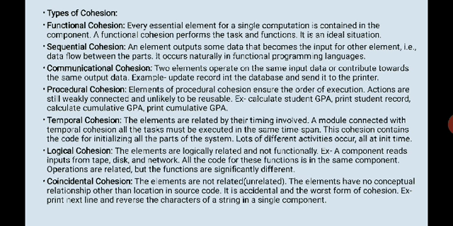Next we come to logical cohesion. The elements are logically related and not functionally. So example, a component reads input from tape, disk, and network. All the code for these functions is in the same component. Operations are related but the functions are significantly different. Coincidental cohesion: the elements are not related, that is, unrelated. The elements have no conceptual relationship other than location in source code. It is accidental and the worst form of cohesion. Example, print next line and reverse the characters of a string in a single component.